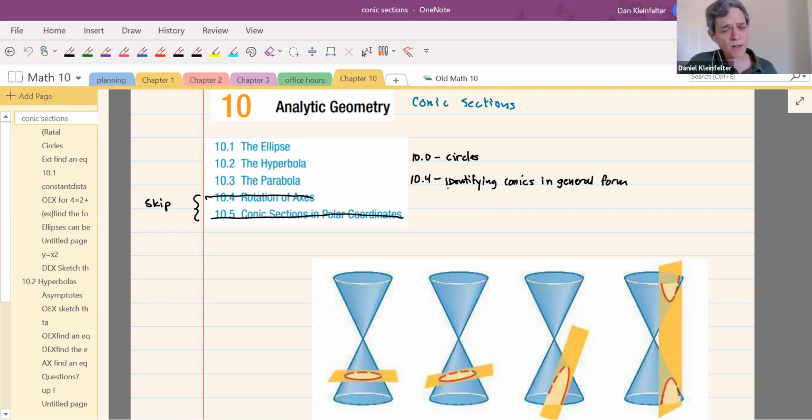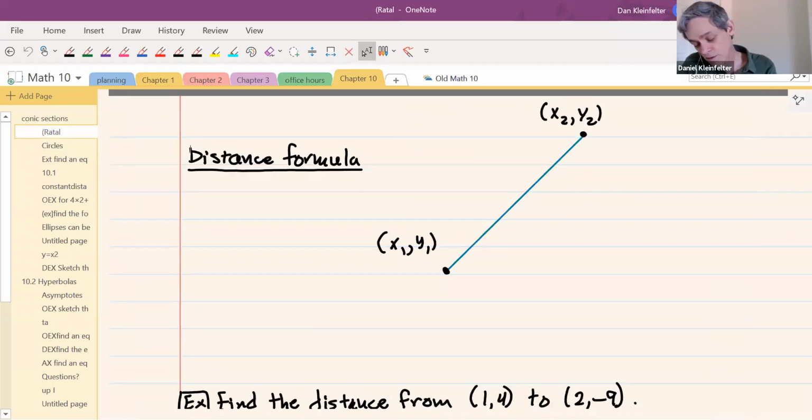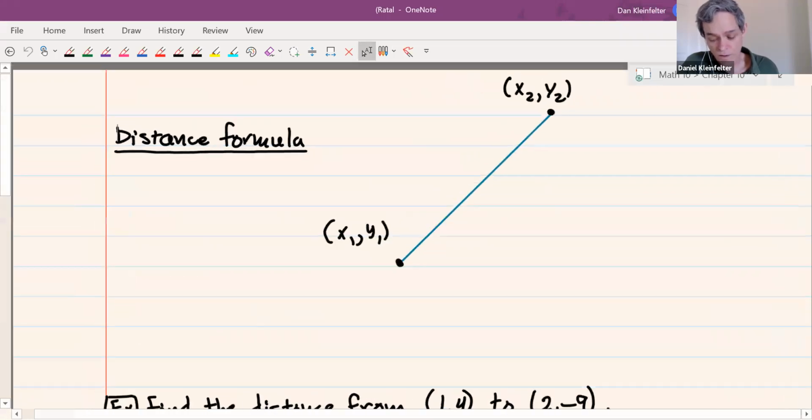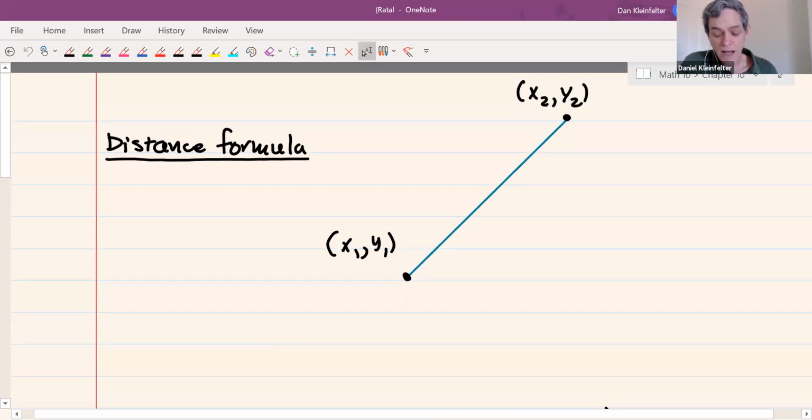So we're going to get started with circles, and then after that, we'll go on to take a look at the ellipse. In order to talk about circles even, we need to review, or look at, the distance formula. The distance formula is a formula we can use to find out how far apart 2 points are in the plane.